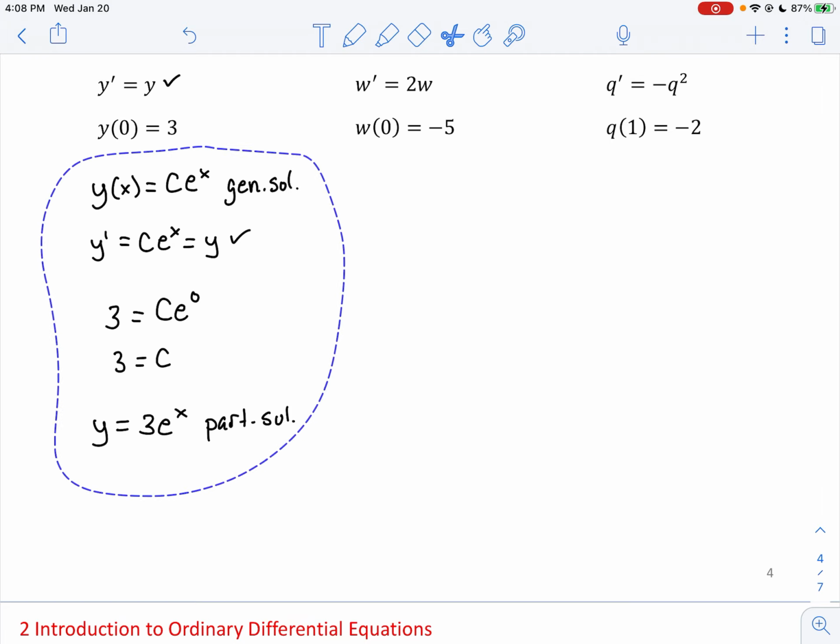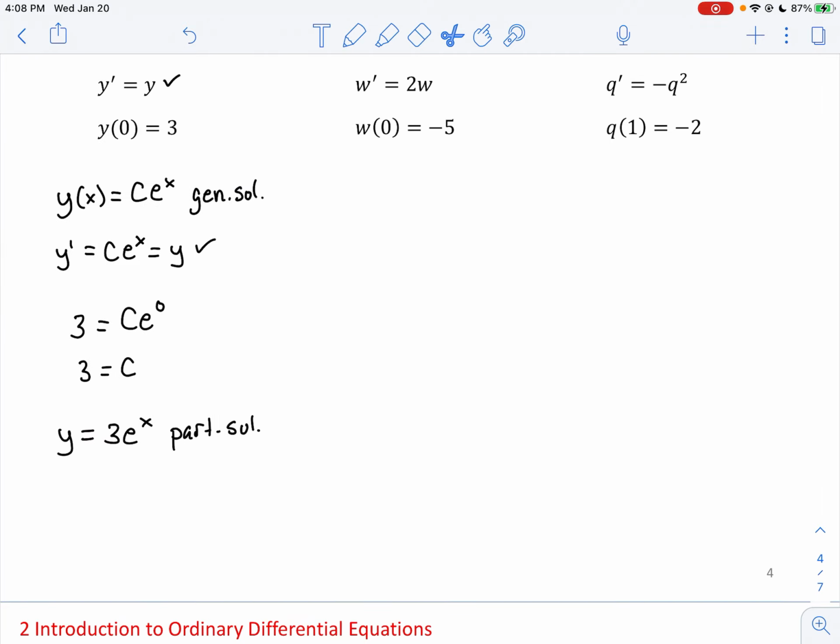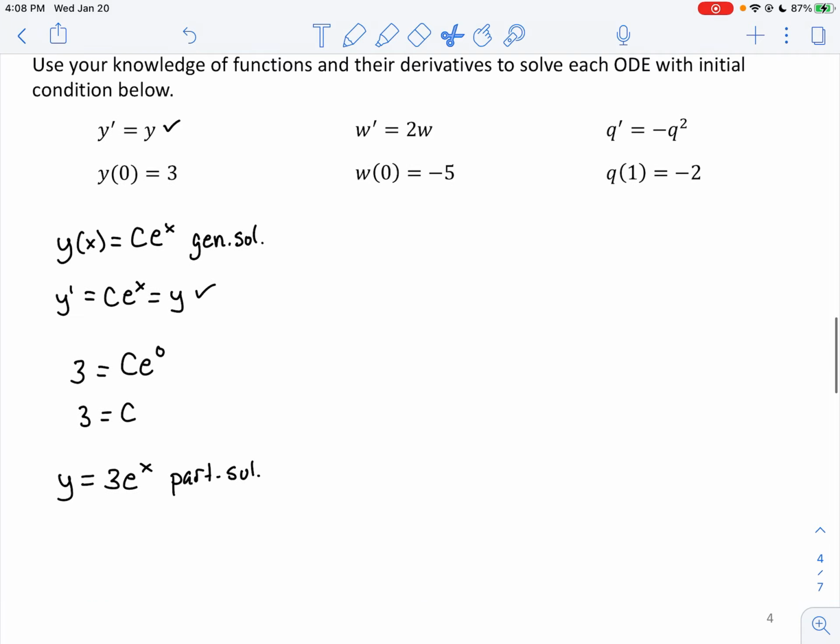And we got it simply because there was a simple function in my toolbox, if you will, whose derivative was itself. And I was able to generalize that. Okay, let's do the next one. w prime equals 2w. Okay, so now there's a 2 here. Let's see if we can start guessing.